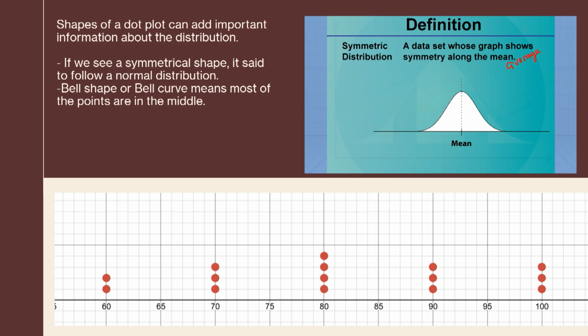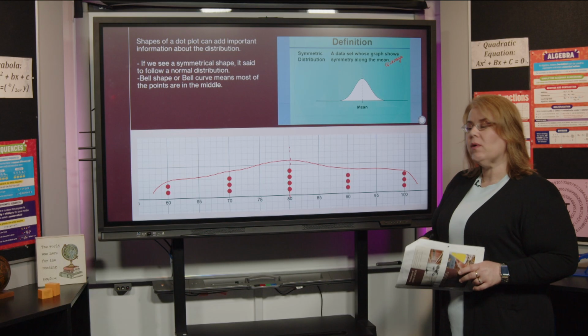If we see a symmetrical shape, it is said to follow a normal distribution. The bell shape, or the bell curve, means most of the points are in the middle. So if I looked at this, it looks like this, right? I have 2, 3, 4, 3, and 3. So there is a curve to it, and it's really symmetrical. If we look one more time, it's really symmetrical about right here. Now, it's not exact because our 60 only had 2, but I do see that bell shape, or that bell curve, that we were talking about.